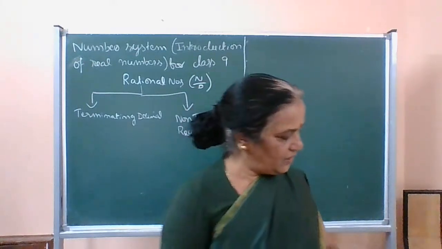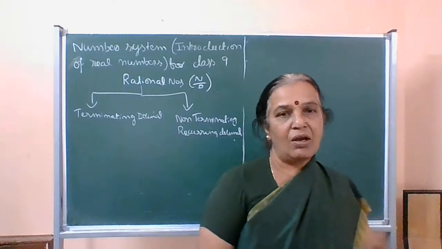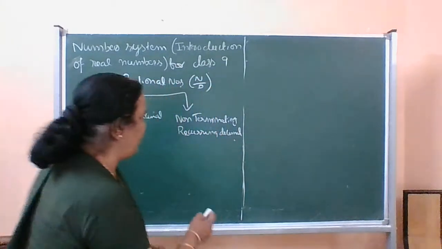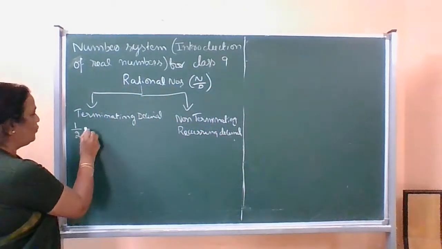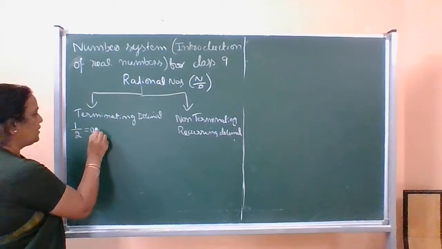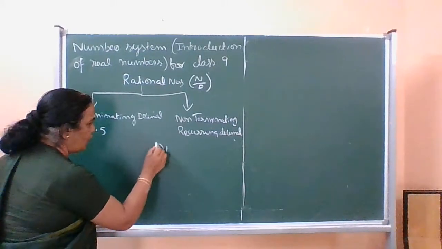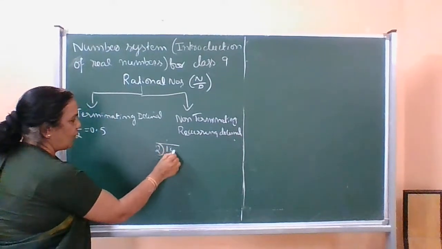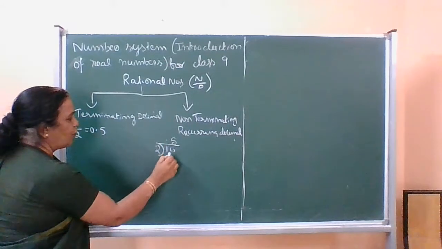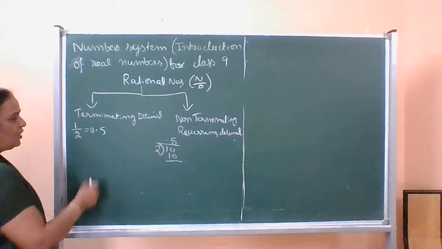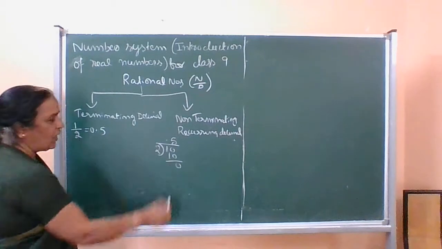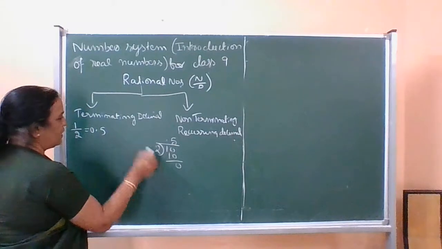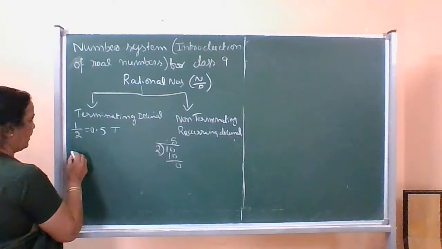Consider the example of 1 by 2. See what happens if you divide 1 by 2. What is the value? It is 0.5. If you divide 1 by 2, you put a decimal point. After putting the point, you can add a 0. Therefore, 2 fives are 10. What happened? Here, the process of division has come to an end. You have got the remainder 0. Therefore, it is a terminating decimal.